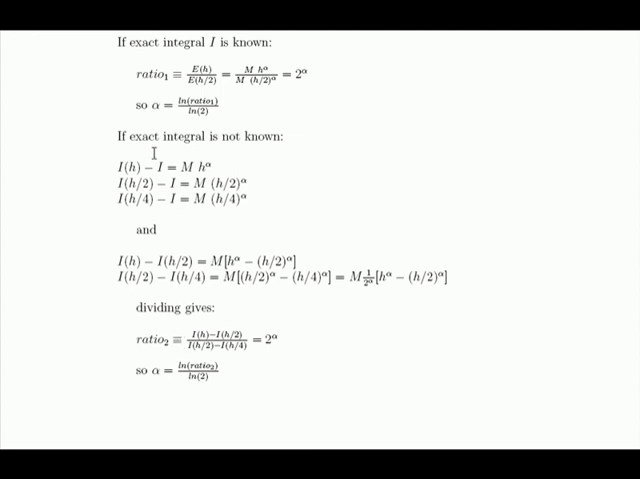So if you know the exact integral, you can simply make 2 runs and get the ratio. How much does the error go down there? If you don't know the integral, you have to make 3 runs and take the ratio of the difference between the first 2 and the difference in the second 2.